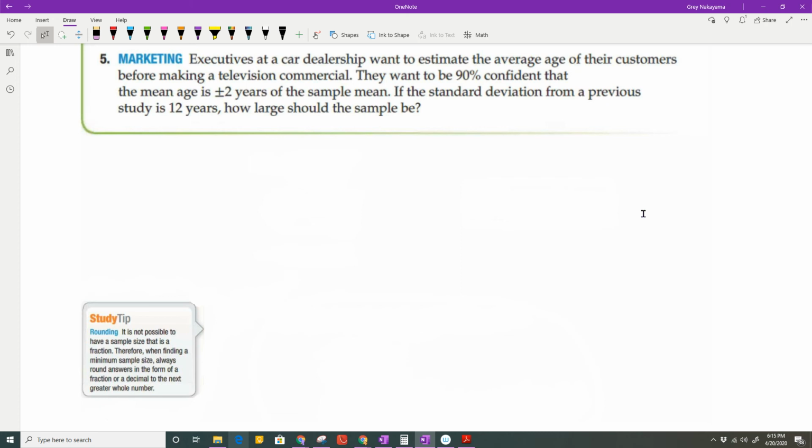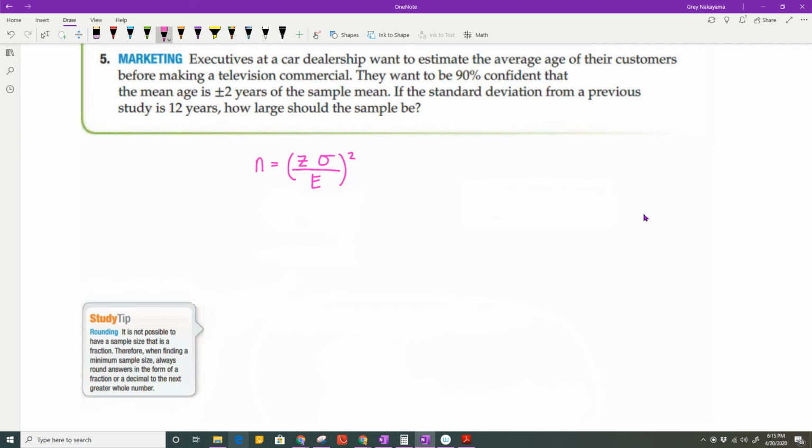Okay. This one, y'all, you actually can't use ClassCalc to do this. So you don't have all the information because we're looking for that. So we have to use this formula. And that formula says N equals Z times sigma over E, squared. N is your sample size.